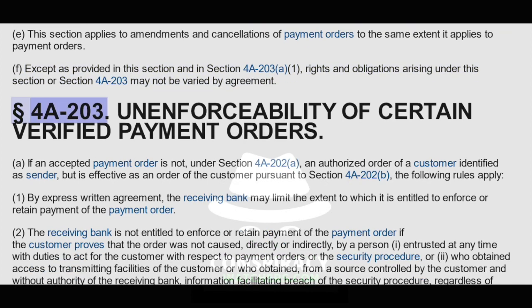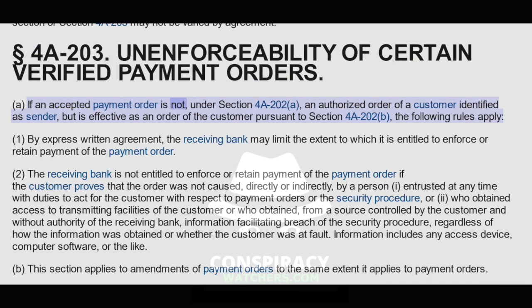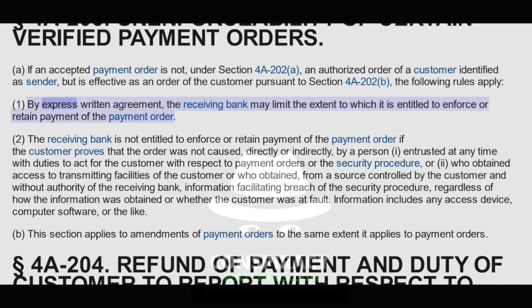Section 4A203. Unenforceability of certain verified payment orders. If an accepted payment order is not, under Section 4A202, an authorized order of a customer identified as sender, but is effective as an order of the customer pursuant to Section 4A202, the following rules apply. By express written agreement, the receiving bank may limit the extent to which it is entitled to enforce or retain payment of the payment order.